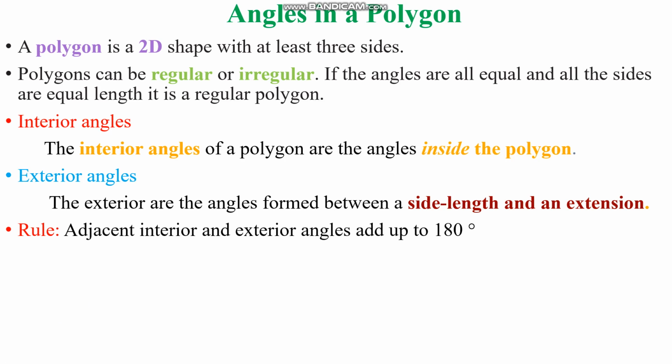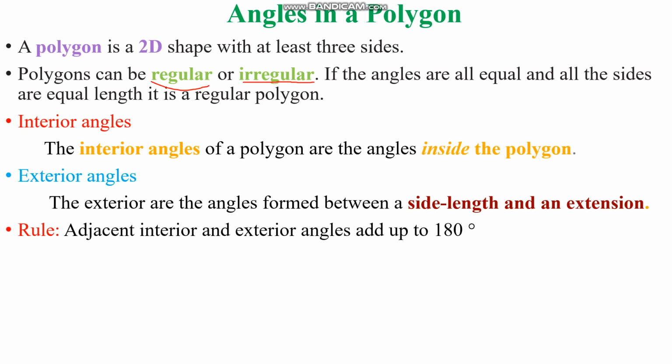Hello, welcome back. Now we are going to be looking at angles in a polygon. So we'll need to understand what a polygon is. A polygon is a 2D shape with at least 3 sides. And then you need to know that polygons can be regular or irregular. If the angles are equal and the sides are equal in length, then it is a regular polygon.